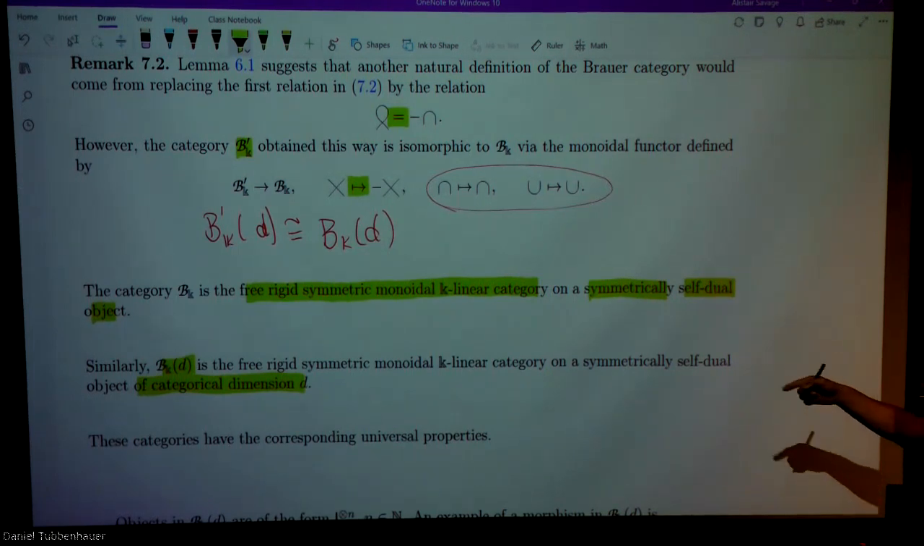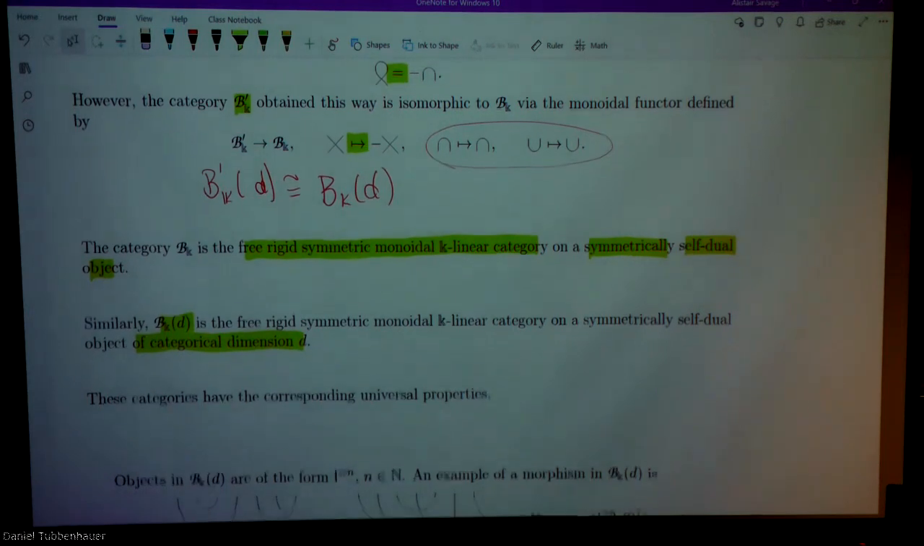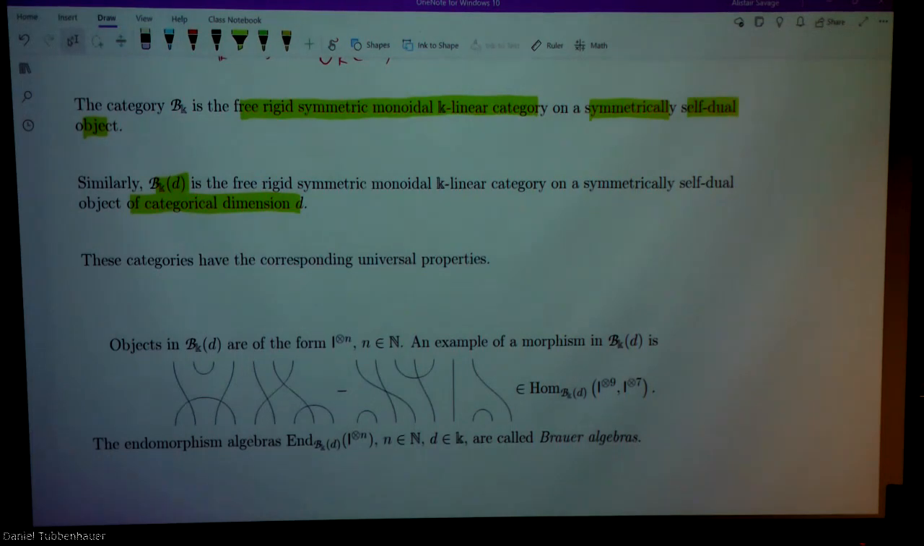And again, in your applications to representation theory, this D will be an integer because it'll be the dimension of some vector space, or maybe the negative of the dimension of that vector space. But when you define the category abstractly, it can be any element of the field. And this leads to these deleting and interpolating categories. So these categories have the usual universal properties, which I won't write down explicitly since we've seen these a few times now. But let me just draw some pictures. So objects in this specialized Brauer category are of the form the generating object tensor n for any natural number n. And a morphism looks like diagrams like these, linear combinations of these types of diagrams.